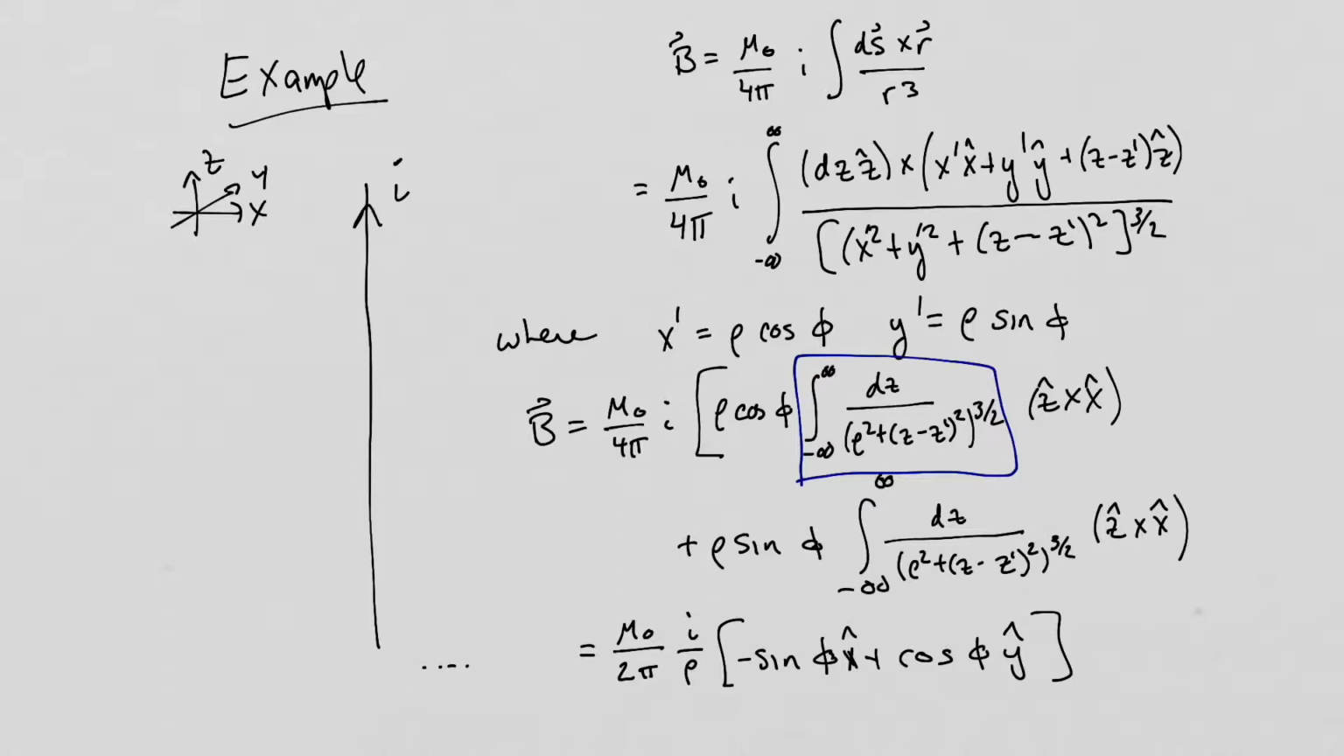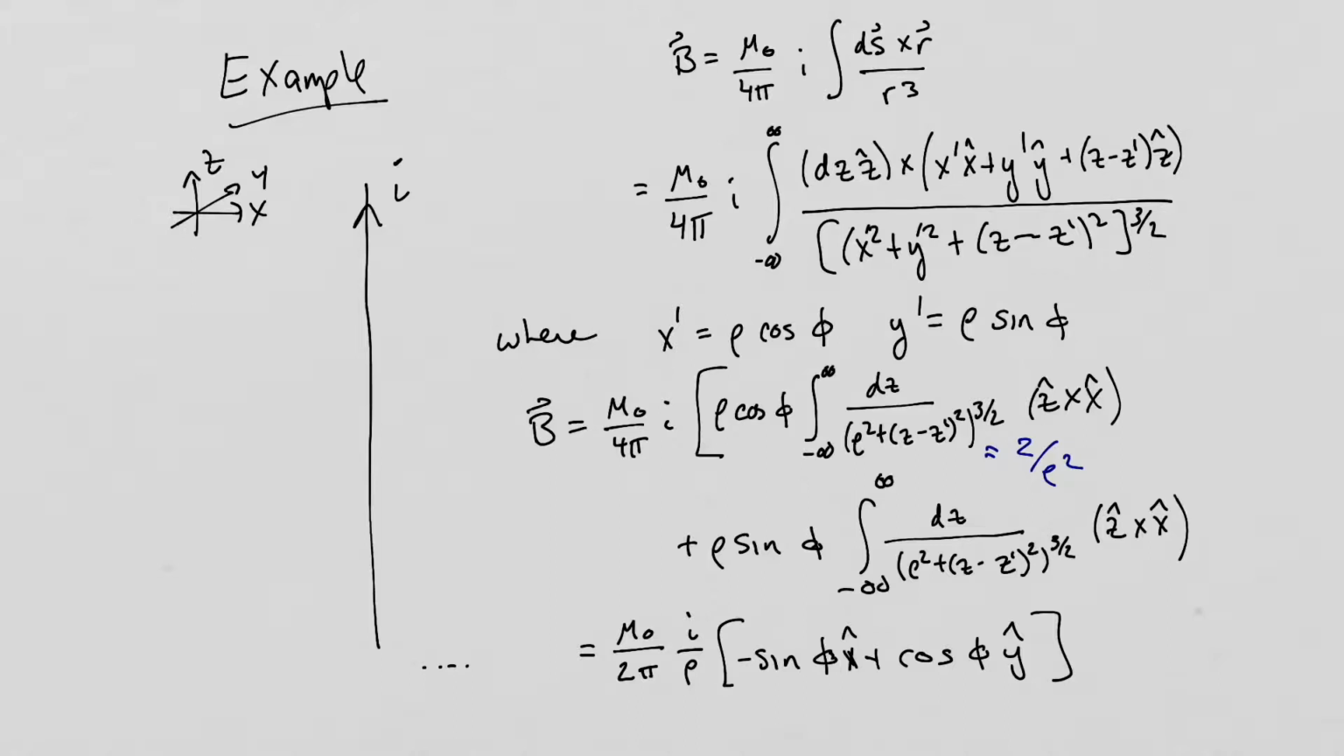That appears in both the first term and the second term of my cross product. There is no third term because z hat cross z hat is 0. And I only have to do that integral once. And it turns out that that integral is actually equal to 2 over rho squared. It's a pretty easy integral to do, so I'll leave it to you to do in your own time.